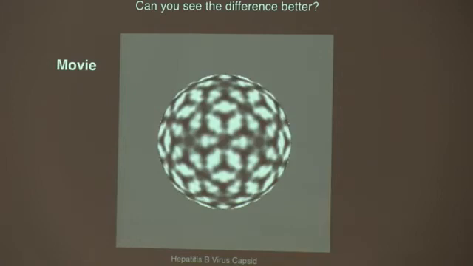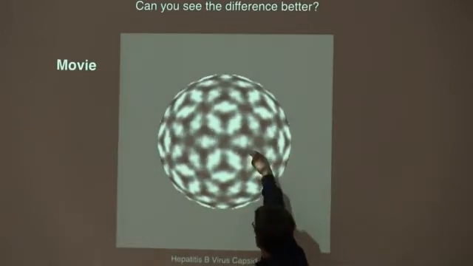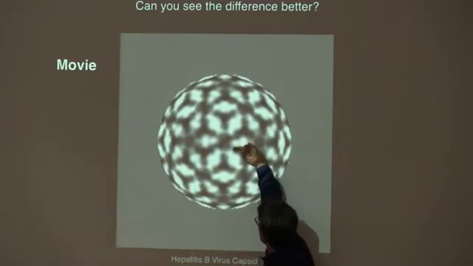Now look at this movie. This is a movie showing those two frames, just flashing them back and forth. Isn't that a lot easier to see? You can see the very subtle difference. Look right here if you haven't seen it yet. So this goes up, and then goes up, and then down.